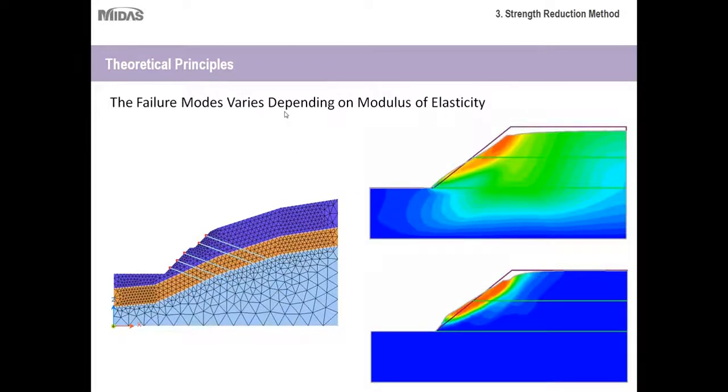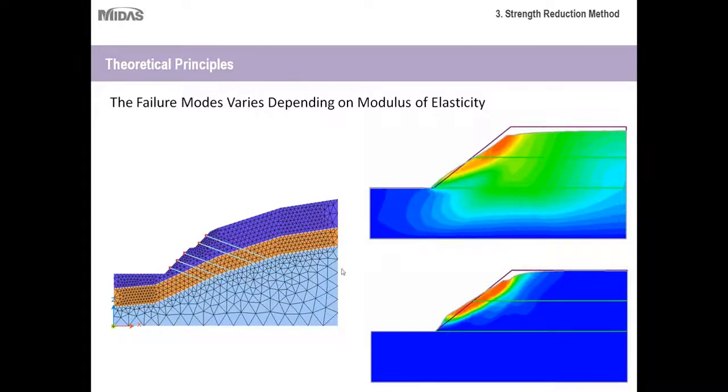So one other key thing to remember is that the failure modes vary depending on the modulus of elasticity. This is one of your most important parameters whenever you're doing any type of finite element analysis. One of the key strengths of finite element analysis is that you can calculate deformations, which, depending on your project, could be a key result you'll need in order to create an optimized or economical design. So if you get your modulus of elasticity correct, then your deformation should be very close to what will actually happen in the real site conditions.